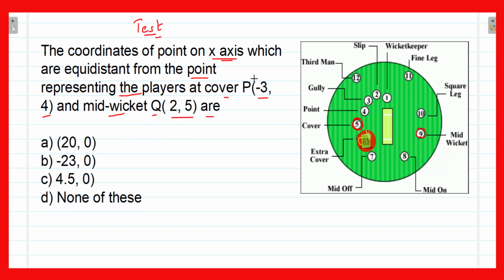And it is said that representing the player at cover, whose coordinates are given to you, and the mid wicket, whose coordinates are given to you, there is one point, and that point is equidistant from this cover point and the mid wicket point, and you have to find the coordinates of this point. Let that coordinates be x and y. Suppose this is A, this is B, and this is C. You have to find the coordinate of the C point.